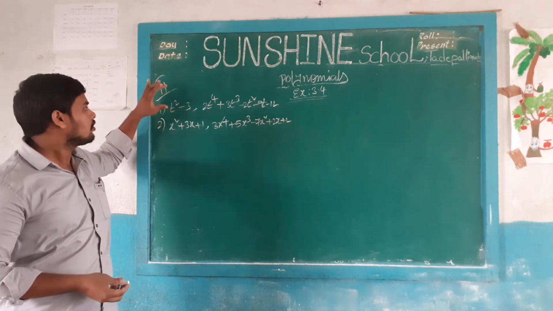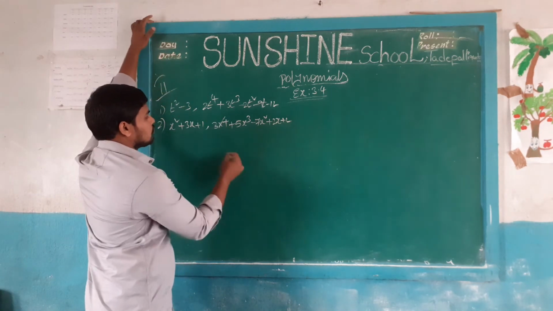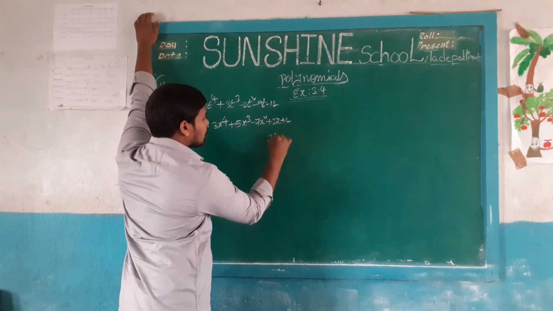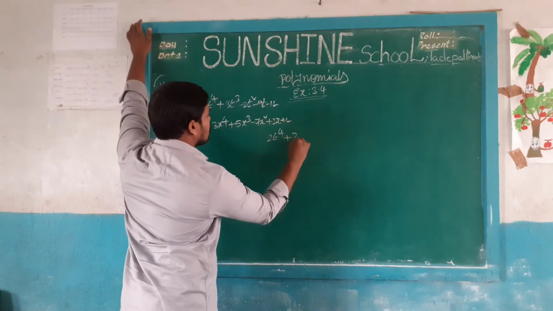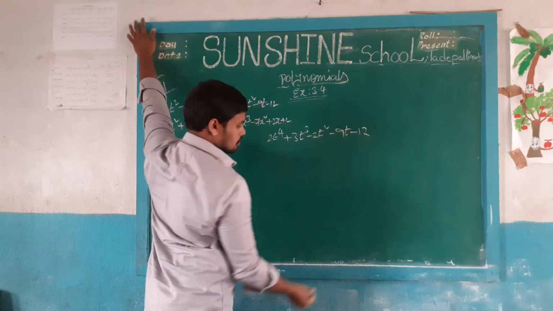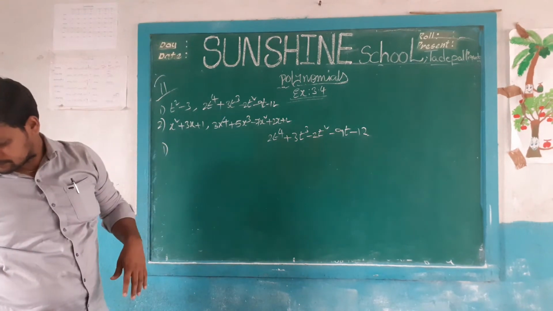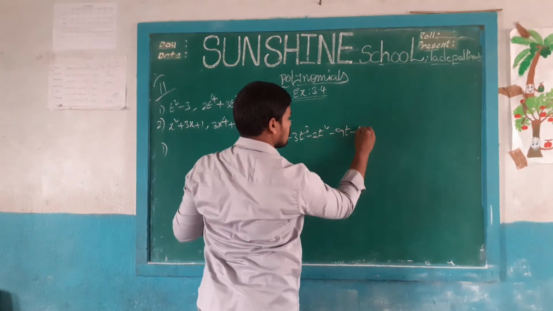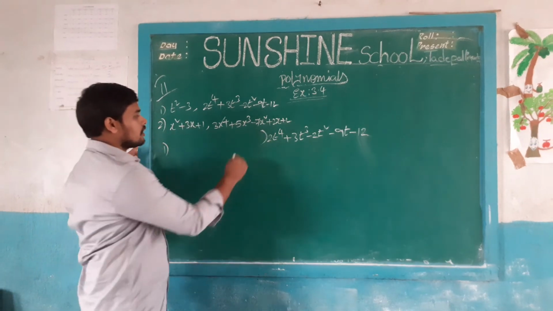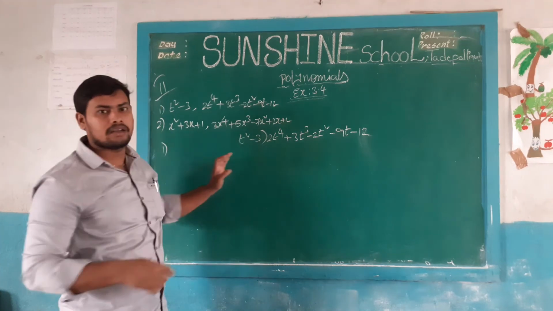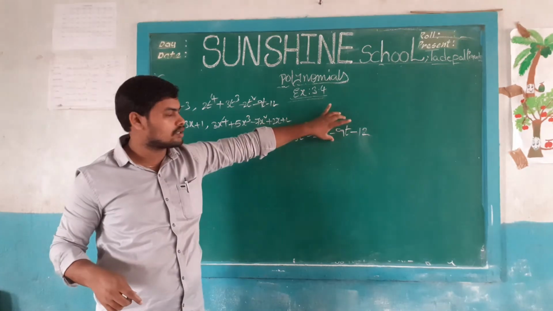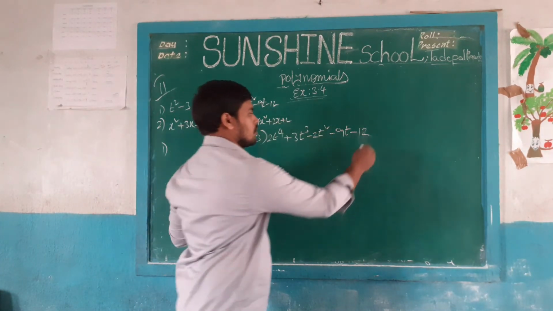So let us take the first one. Consider this one, first sum. 2t power 4 plus 3t cube minus 2t square minus 9t minus 12. Okay, what is the value here? t square minus 3. All are in the regular form. Degree 4 term, degree 3 term, degree 2 term, single term and constant term. So step 1.